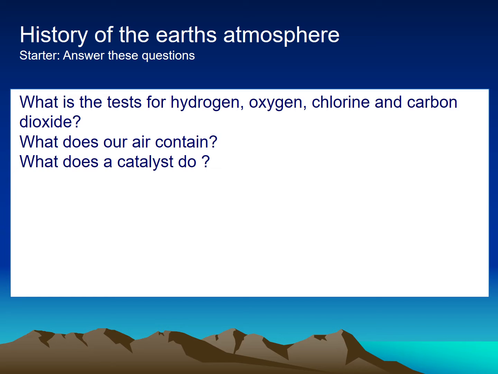To start with though, let's do just a quick little bit of revision and reflection and answer these three questions from the previous unit. So, what is the test for hydrogen, oxygen, chlorine, and carbon dioxide? So there are 4 tests, and you need to know all 4 of them. Number 2, what does our air contain? So the air currently you're breathing, what does it contain? And then what does a catalyst do? So what are catalysts and what do they do? So pause the video and answer those questions now.